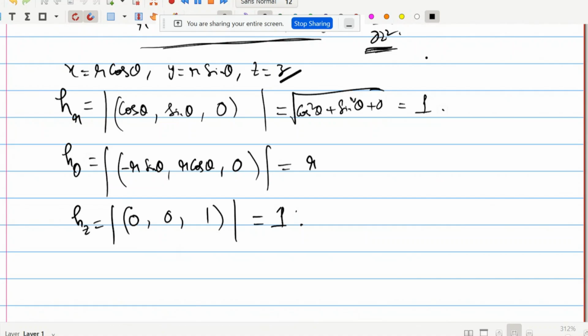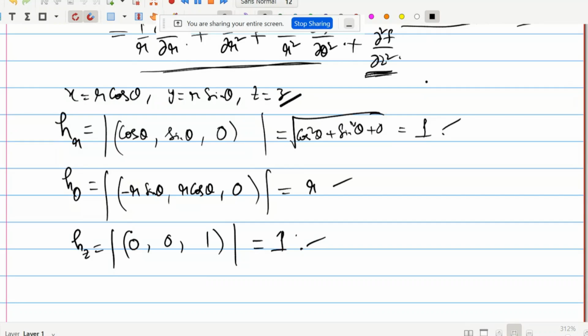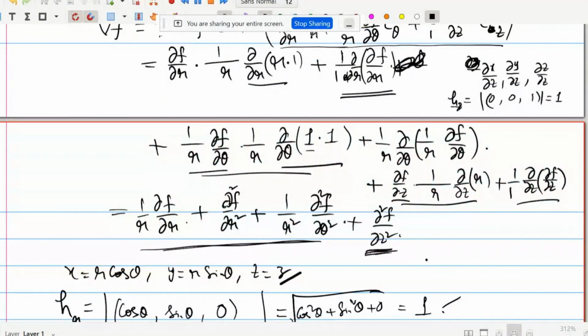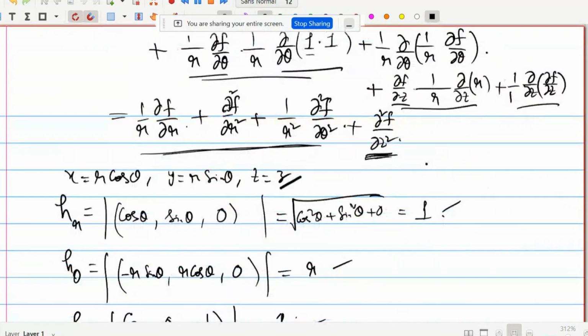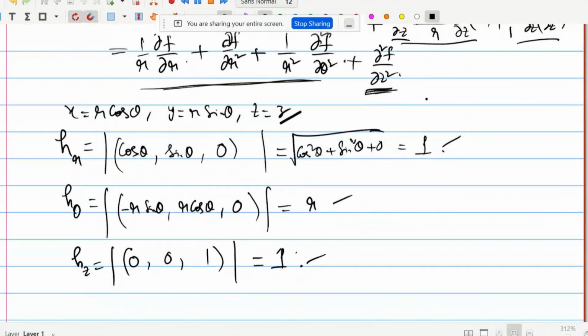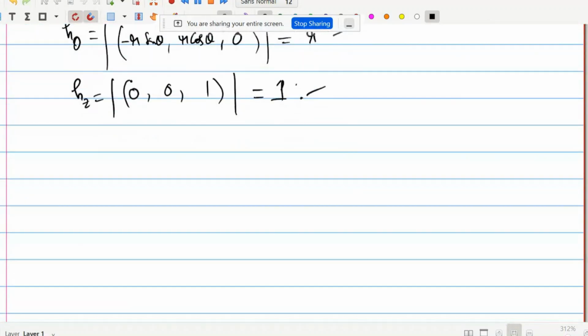Once you are given your transformation, you have to calculate these two first, and then you have the gradient of f. So now you can find the gradient of f. I think you have to revise all those things again.